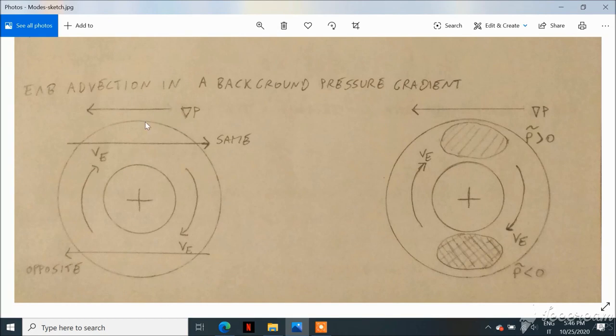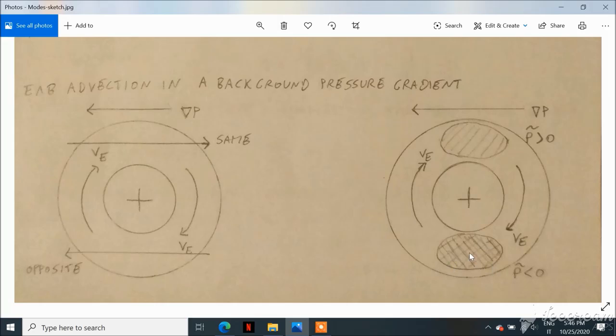And we are also in the presence of some equilibrium pressure gradient indicated by grad P here, which is in this direction. So you see that depending on the phase of the rotation, the velocity can be in the opposite direction of the grad P, or in the same direction. And depending on this relative phase, this can increase or decrease the local pressure perturbation. So here we have some pressure perturbation which can be increased when the velocity is opposite to the grad P, or decreased if we are in the opposite direction.